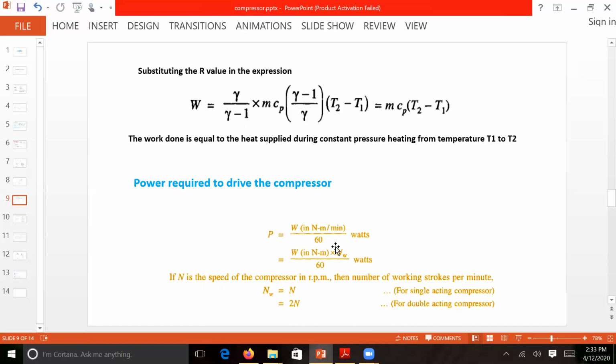For n revolutions, the total amount of work done will be n into W. Now it is per minute, so divided by 60 means per second. That will give rise to your watts. For single acting, your n will be n, but for double acting, both compression and suction are happening on both sides, so it will be 2n.